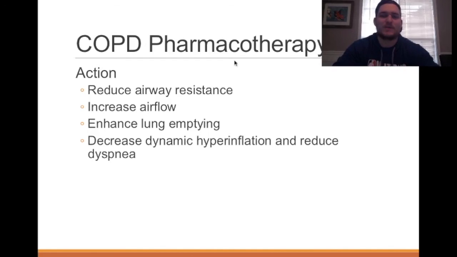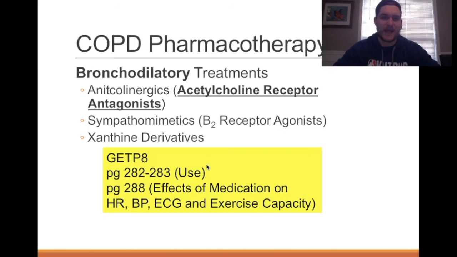And the actions of those medications are to reduce the airway resistance and to increase the airflow in and out of the lungs. And by doing this, these medications are going to help the patient get out more air, so enhance emptying of the lungs, and then decrease the hyperinflation and the labored breathing that comes along with that. So a major treatment for those with COPD is going to be a bronchodilator.